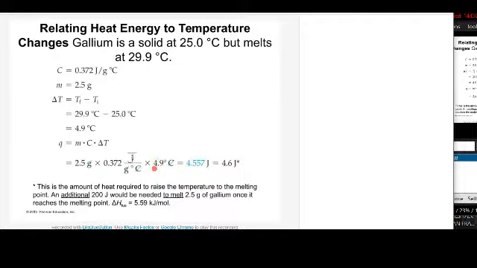And then the temperature change, well, temperature change is always final minus initial. So the final temperature was 29.9, the initial was 25.0, so the change is 4.9. When you multiply that through, you get 4.557 joules.